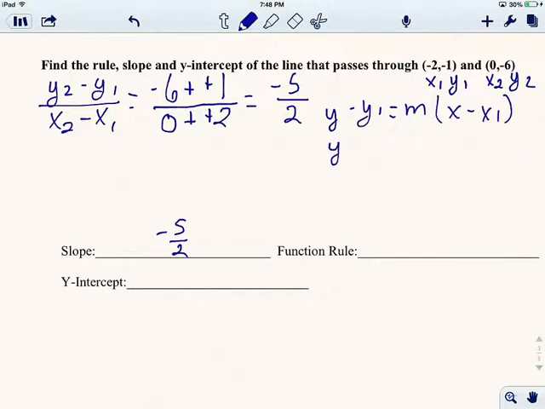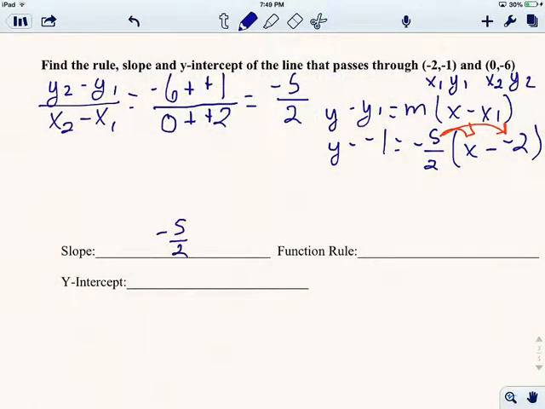So I've got y minus y1, which is -1, and then m, which is -5 over 2, and then I'm going to keep that x. Now I've got an x1, which is -2, so I'm going to put that in, -2. Cool. Whenever we see these parentheses, we have to distribute some stuff.